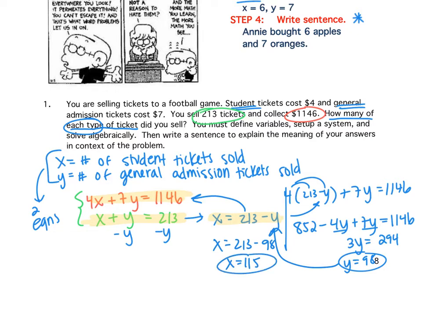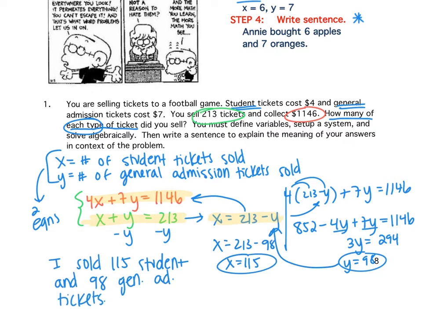Now, we are not finished. Please don't stop here. We still need to answer the question. So I'm going to say I sold 115 student and 98 general admission tickets. So for every word problem, you're going to need to write a sentence explaining your answer. Let's flip to the next page to do another example together.